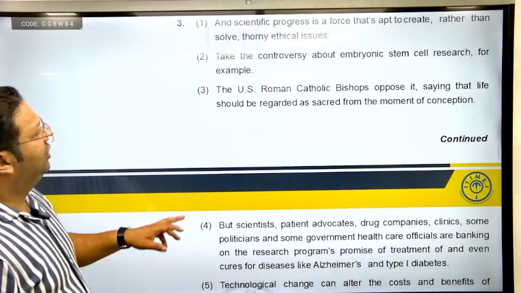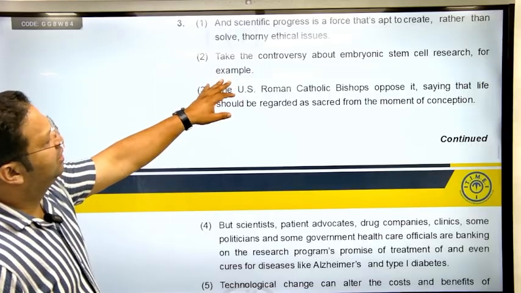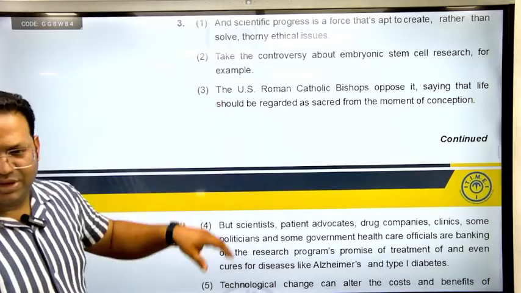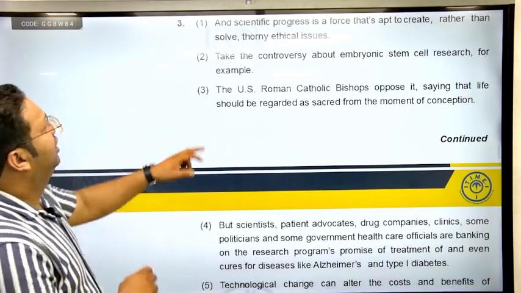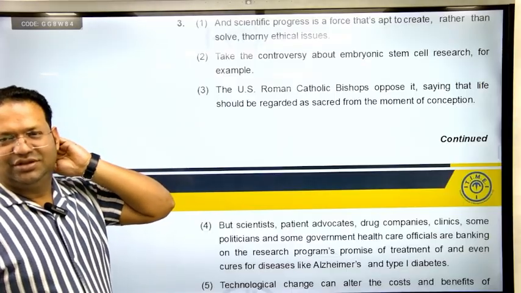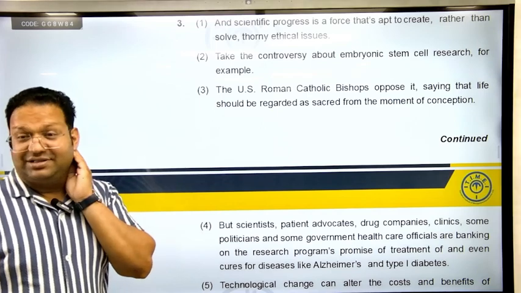All you can do one thing, you can write this one. Take the controversy about embryonic stem cell research example. Write it somewhere. No, but that won't help. Write the first one. Either you write the first one, the text away.